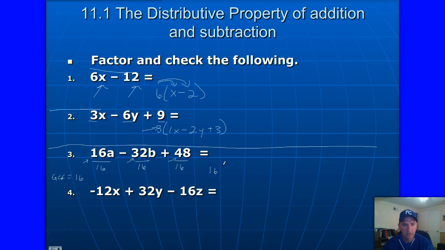We write the factor on the outside, and then we divide it. 16 divided by 16 right here is 1a, minus 32 divided by 16 right there. That comes out to be 2b, plus 48 divided by 16 is 3 right there. And if you want to check it again, multiply it back. This times this, that, etc., etc. So that, again, is called factored.